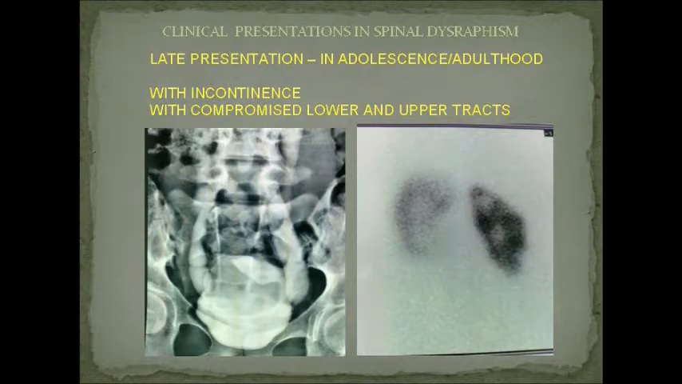A large number of patients in this country come to you for the first time, having been born with spina bifida, but they land up with the concerned urologist only during adolescence or even in adulthood with severe urinary problems. And this is a large section of our population, and that's why following them up from the beginning is important.